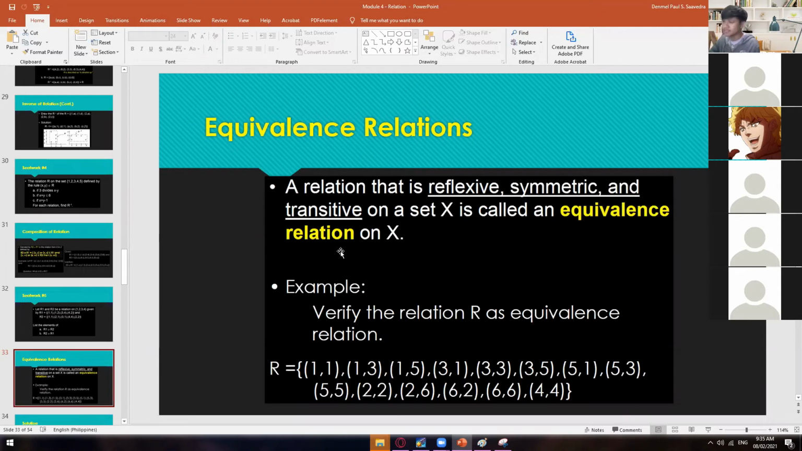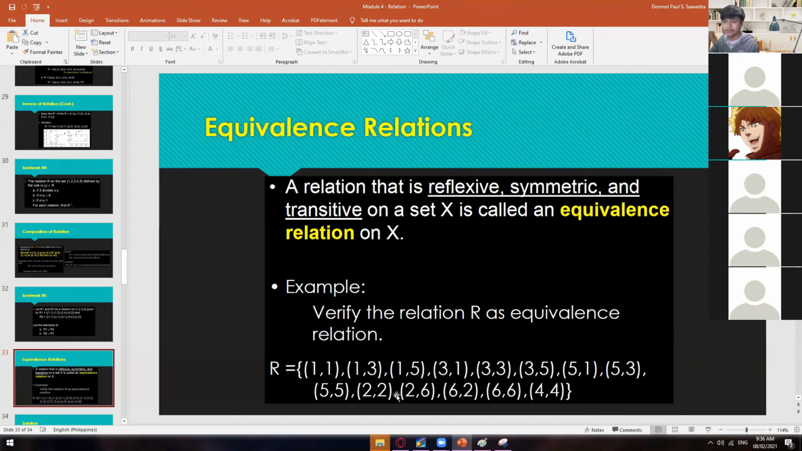So same process. You'll be given a set of relations, and then just check whether that one is reflexive, symmetric, and then transitive. If all of those three meet the condition, then you could say that this one is an equivalence relation.